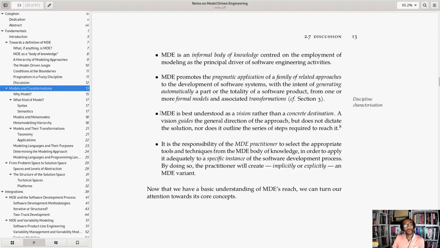Then I also concluded that MDE is not really a concrete destination. I don't think you could ever say I am actually developing in an MDE way. I think you can say you are using characteristics of the model-driven engineering approach. And there's always more you could be doing. It's a vision that should guide your direction, but you're not going to arrive there. You're going to keep going, and it's going to always be there somewhere on the horizon.